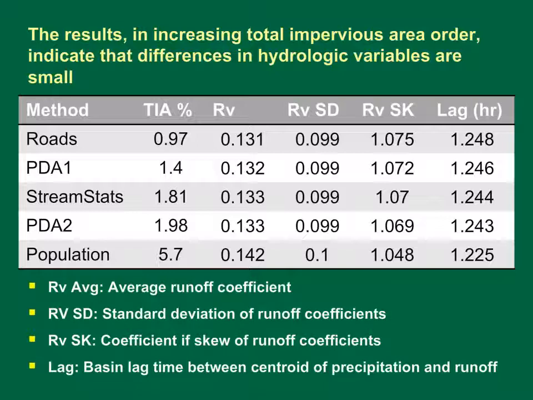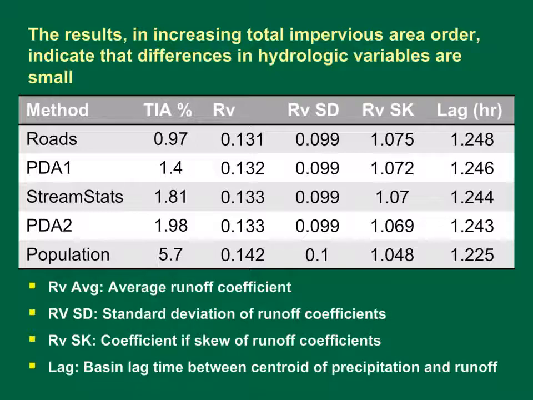The standard deviation of runoff coefficients ranges from about 0.99 to 0.1, the skew ranges from 1.075 to 1.048, and the basin lag time ranges from 1.248 to 1.225 hours. Differences for highly impervious basins would be much greater. For example, if the TIA ranges from 90 to 95%, the RV average would change from 0.655 to 0.712, and the lag time would change from 0.52 to 0.41 hours.